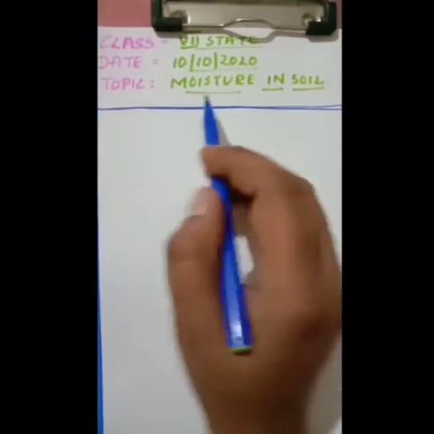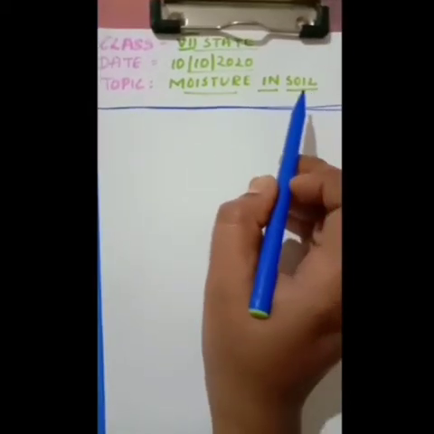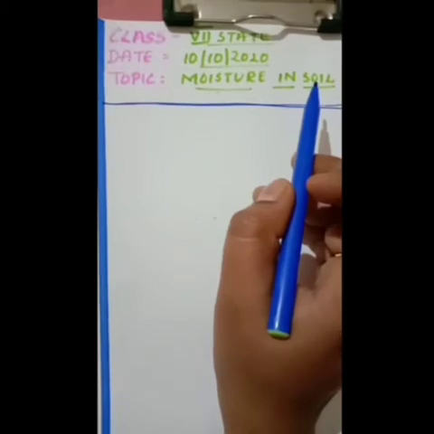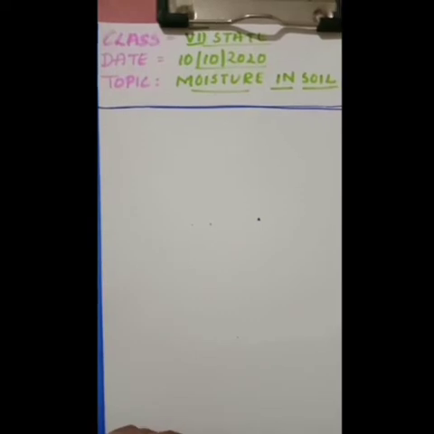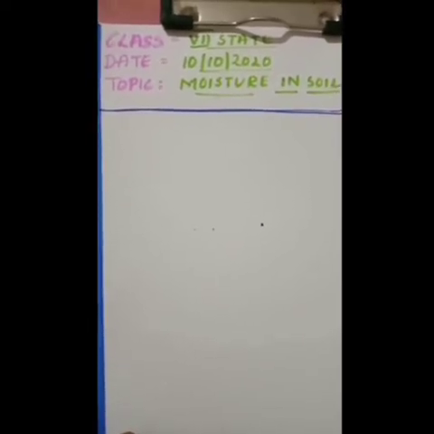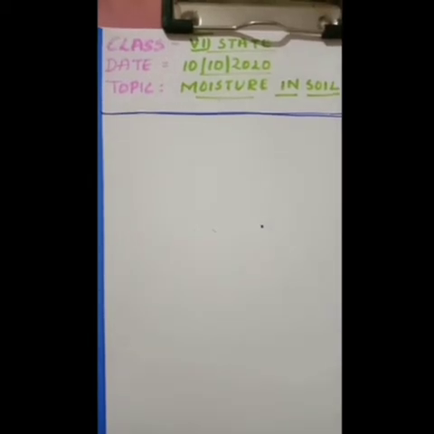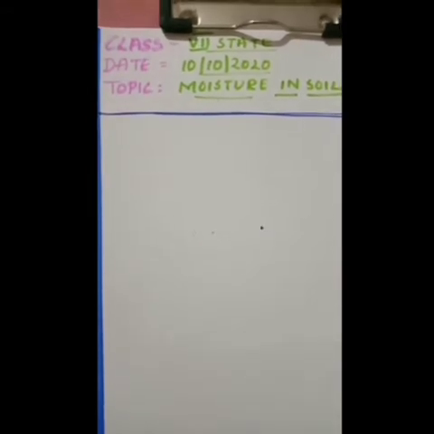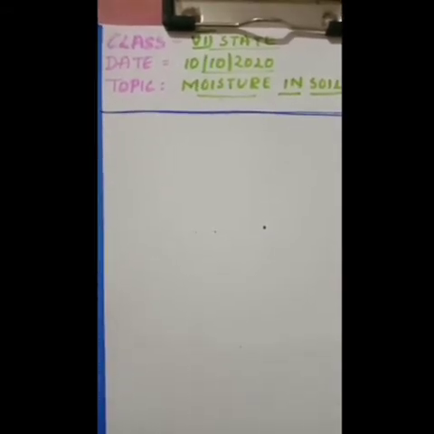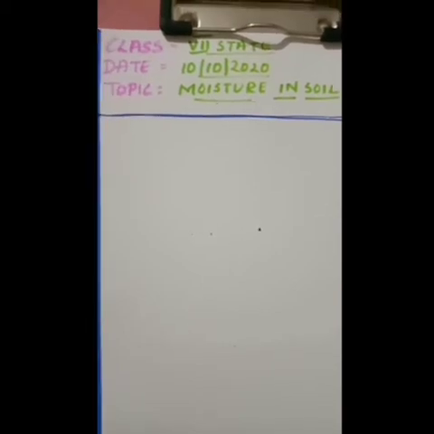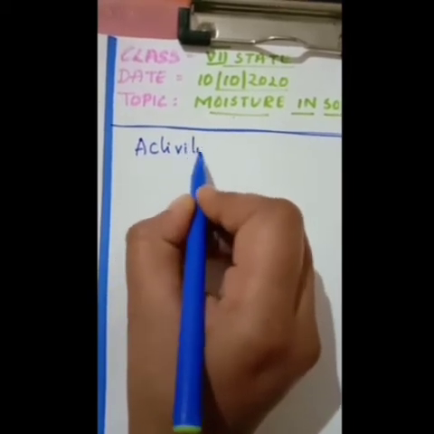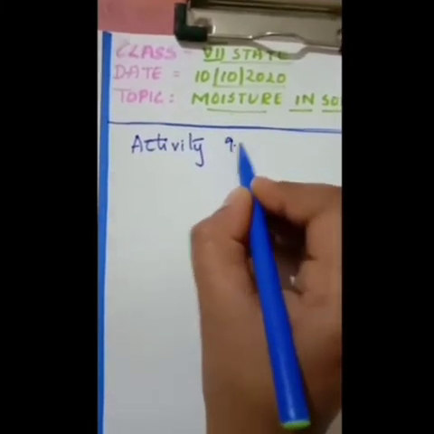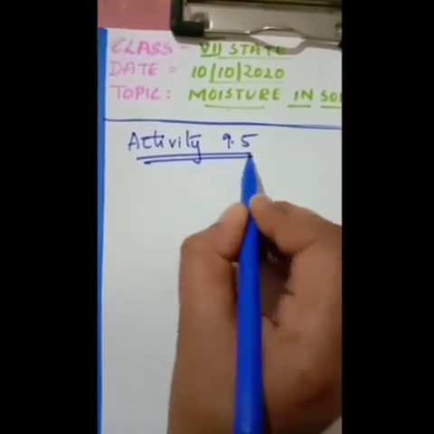So let us understand moisture in soil by performing a few activities. Children, have you ever gone to a farmland during a very hot summer day? If you have visited that place, you might have noticed that the air above the land is shimmering. Why is it so? We shall find out. For this, you have one activity, that is activity 9.5. Clear?